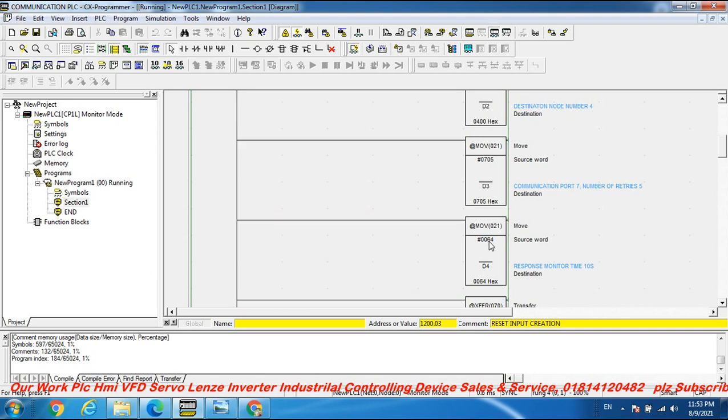Move #0064, source data, and the destination is the response monitoring time. We know 0064 is a hex value, and the decimal value is 100 milliseconds. Communication response monitoring time.